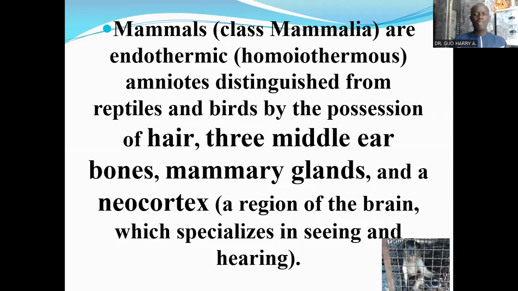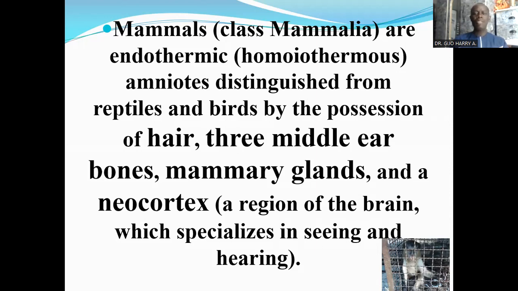They are also amniotes. Amniotes are organisms that have an amnion, in which the embryo is accommodated, enabling the embryo to survive within the mother or in an amniotic egg. They are distinguished from reptiles and birds by the possession of hair. The integumentary structures of reptiles are scales and scutes, while those of birds are feathers. But mammals possess hair instead of scales, scutes, or even feathers.